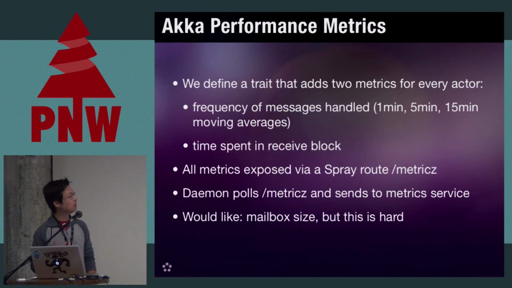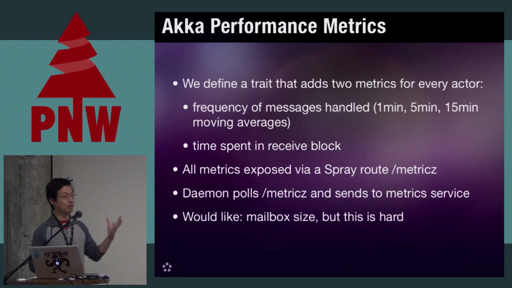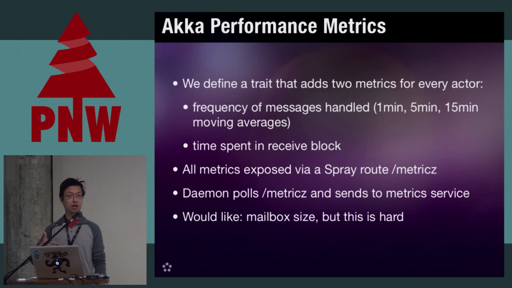The next thing, after you do logging: logging is good for looking at exceptions, but when you need to look at performance, logging is really not good, right? So what you really need are application metrics. So we have a trait that adds 2 metrics for every actor that basically looks at how frequently messages are coming in to an actor and the time spent in the receive block. And what we do is that we expose these metrics through a common route, /metrics, for all of our apps. Then we pull it and send it to a collection service.